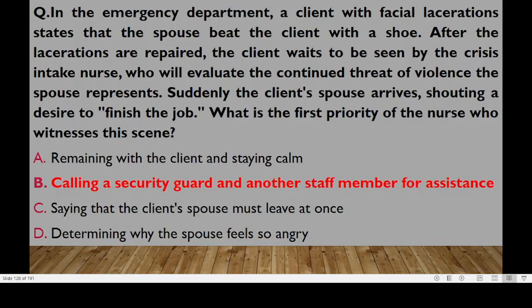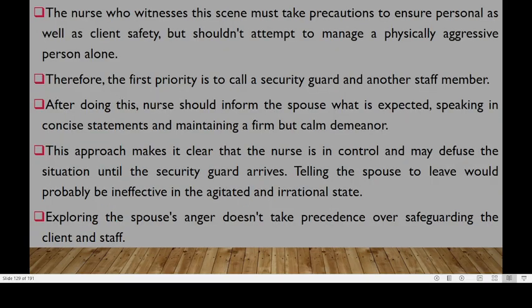They should call a security guard and another staff member for assistance. The nurse who witnessed this scene must take precaution to ensure personal as well as client safety, but shouldn't attempt to manage a physically aggressive person alone. Therefore, the first priority is to call a security guard and another staff member.